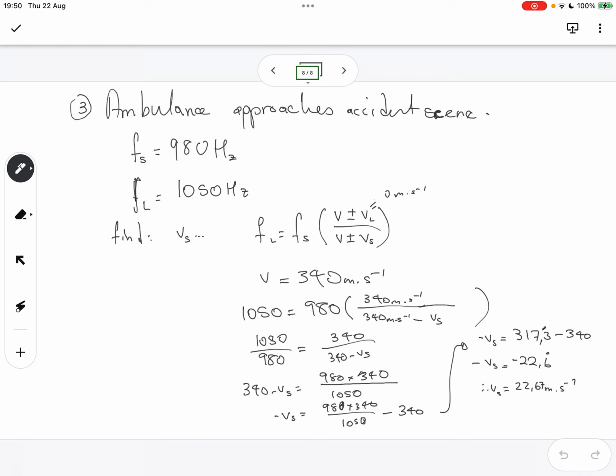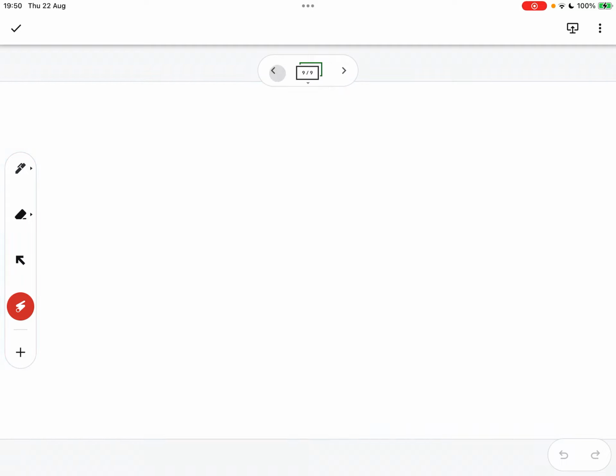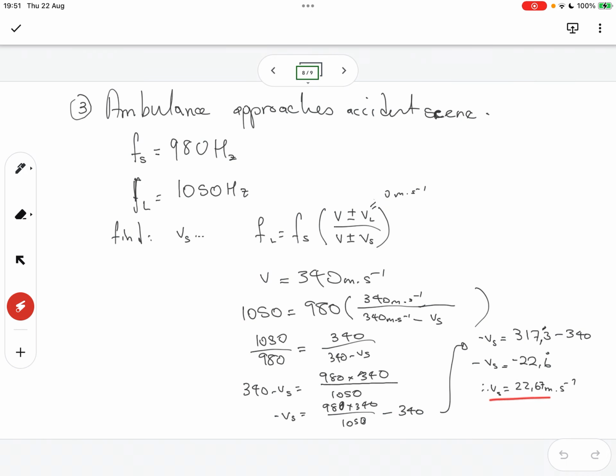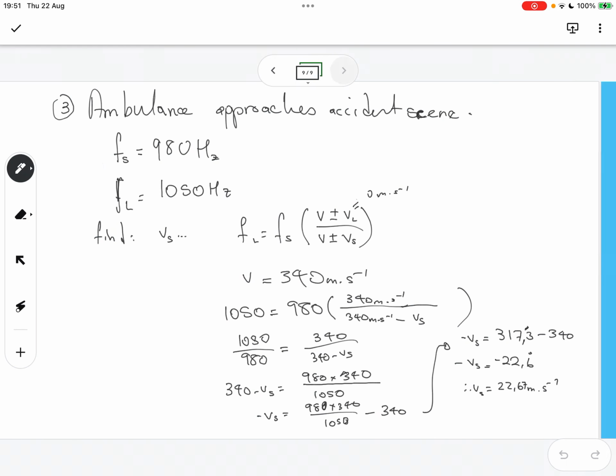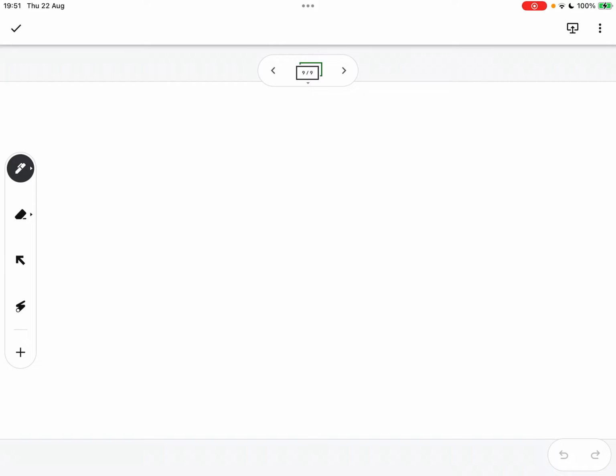But when the listener is not moving, what do we use? When the listener is not moving, VL is 0. So we just use 340 there. When the source is not moving, that is 0. But if the source moves toward, we use negative, and if it moves away, we use positive. So then it is 22.67 meters per second.